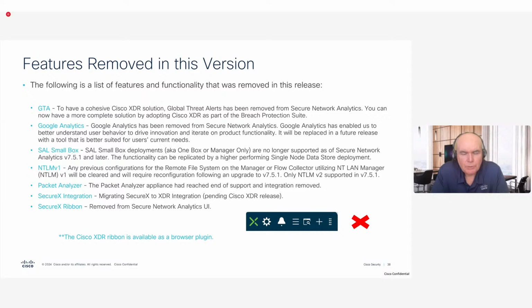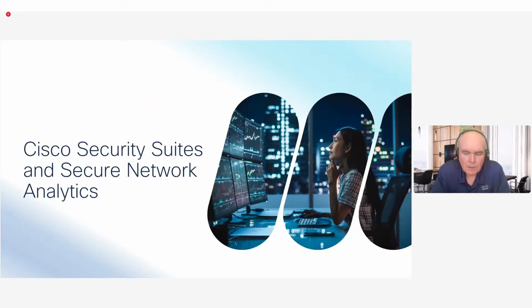The ribbon, you would normally see the XDR Secure X ribbon, I guess it was then, floating around. So in 750, you will see the Secure X ribbon floating around at the bottom of the manager window. That is no longer in 751, but if you still want to use the new XDR ribbon, then you can download it as a browser plugin on your dashboard. So that makes sense.